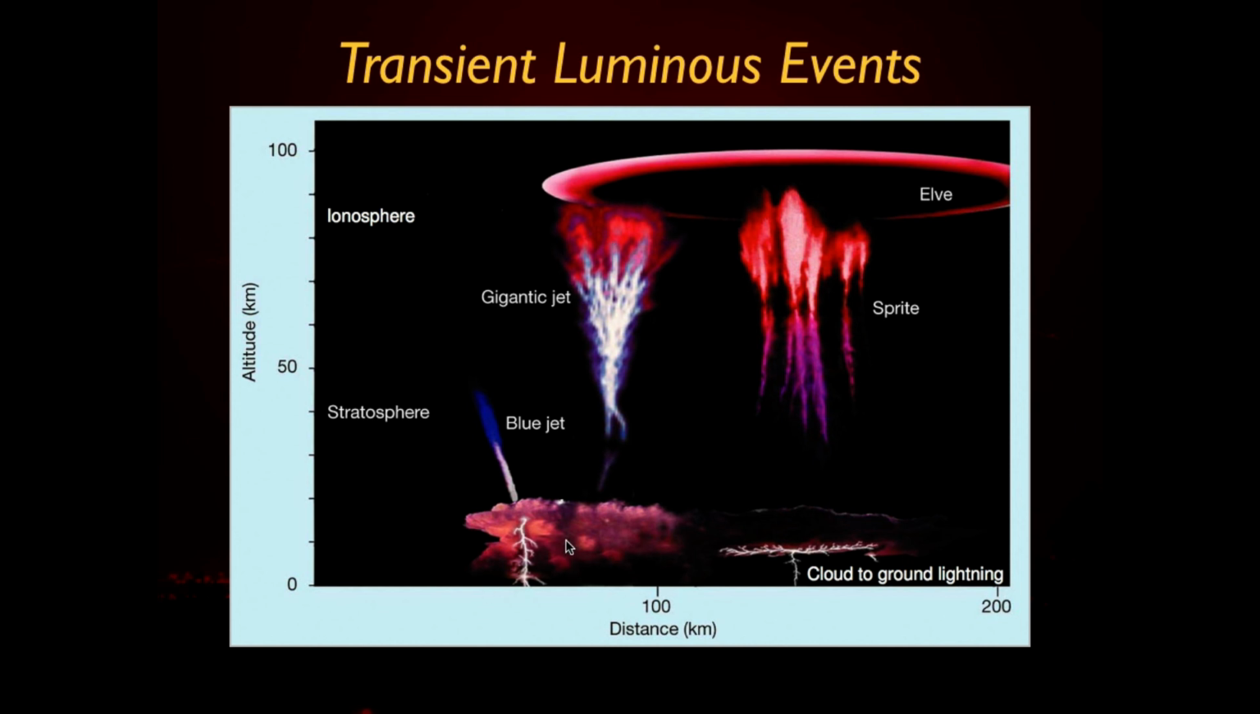And so we now have an idea of how the blue jets and gigantic jets arise, or a theoretical idea based on LMA data and correlated optical imagery. And so the blue jet is in fact attached to the storm itself, as is the gigantic jet, and is part of a flash that initiates in the storm.